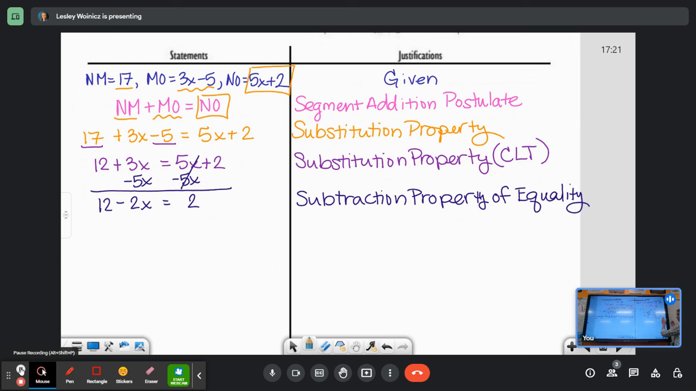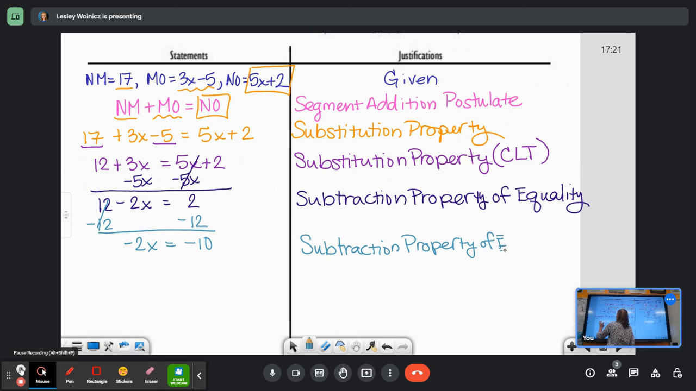Now I want all of my constants on the right, so I'm going to subtract 12. So I have a negative 2x equals negative 10. That is also my subtraction property of equality.